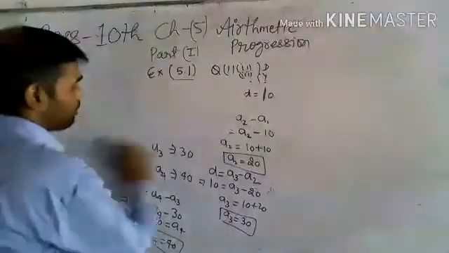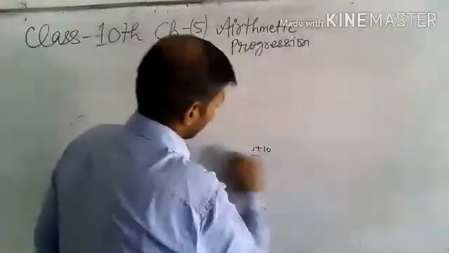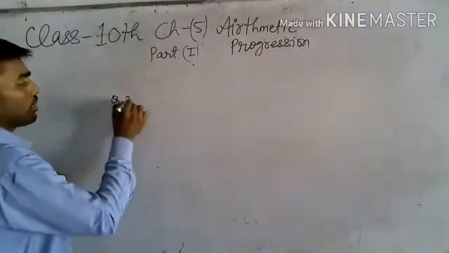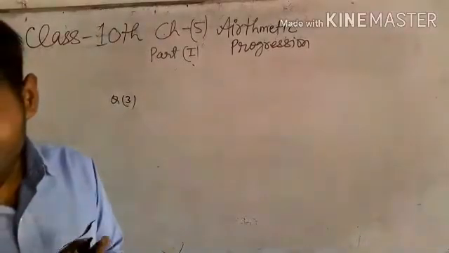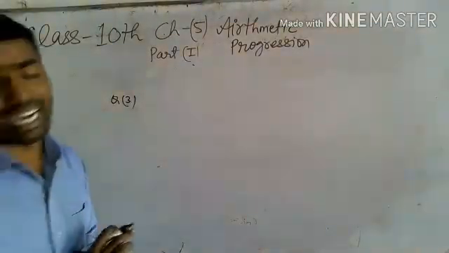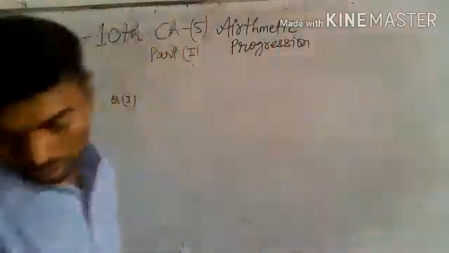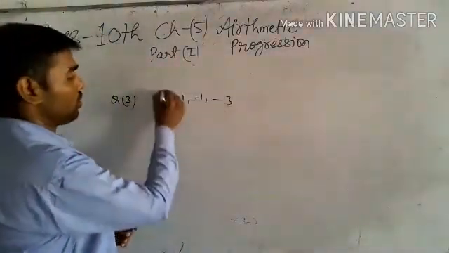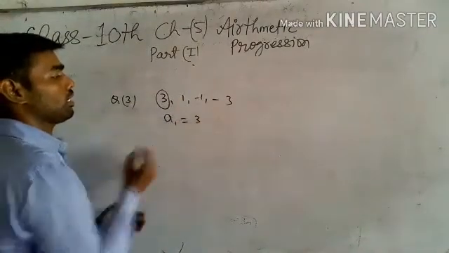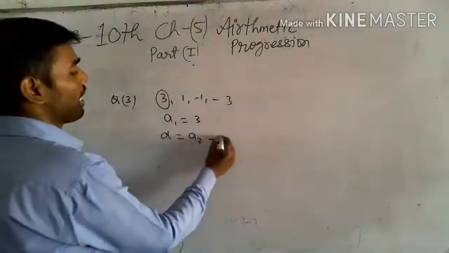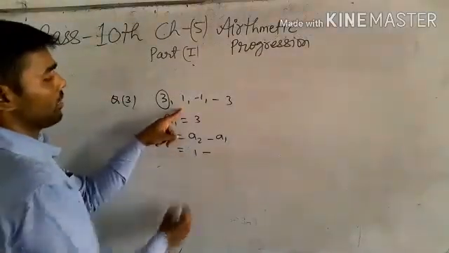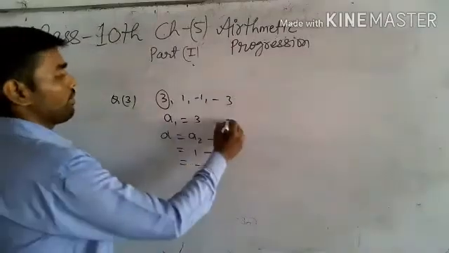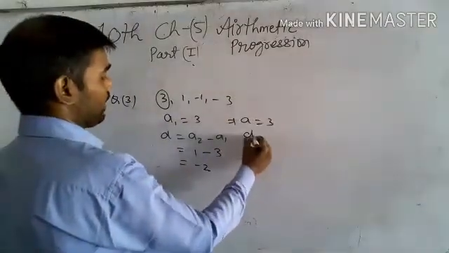Question number 3 is: for the following AP, write the first term and common difference. This is a very easy question: 3, 1, minus 1, minus 2. This is the first term, it means A1 is equal to 3. D is equal to A2 minus A1, that is 1 minus 3, that is minus 2. So the value of A is equal to 3 and D is equal to minus 2.